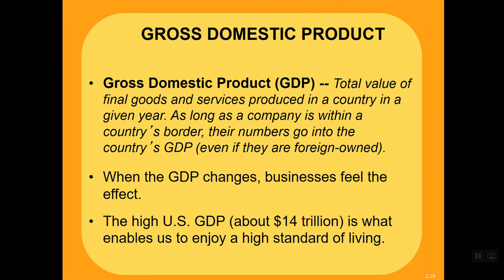When the GDP changes, businesses feel the effect. So as long as a company is within a country's border, their numbers go into the country's GDP. So as the gross domestic product goes up, that means we are producing, as a country, greater amounts of final goods and services. And if it goes down, obviously the opposite. The United States GDP is about $14 trillion, and that is what enables individuals living in the United States to enjoy that high standard of living that was discussed earlier in the chapter.